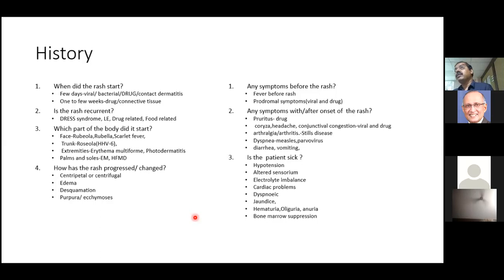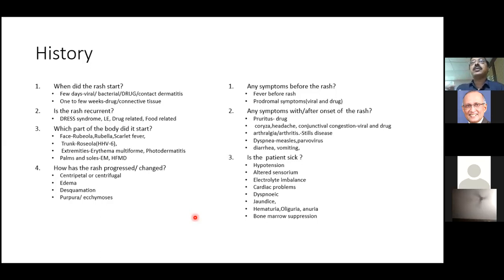Any symptoms with or after the onset of the rash, like for example pruritus, might go a little more in favor of a drug. But having said that, not all maculopapular drug rashes produce pruritus, and not all viral illnesses will produce pruritus. So you can have variations depending upon the inflammatory response of the body. But think of a drug when you get a history that along with the rash there is pruritus. Coryza, headache, conjunctival congestion, you can get in both viral and drug.